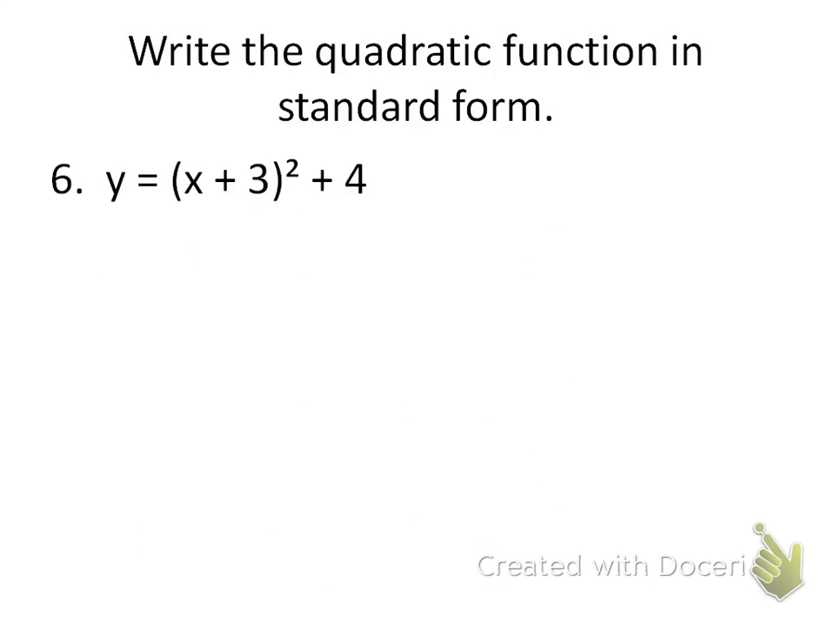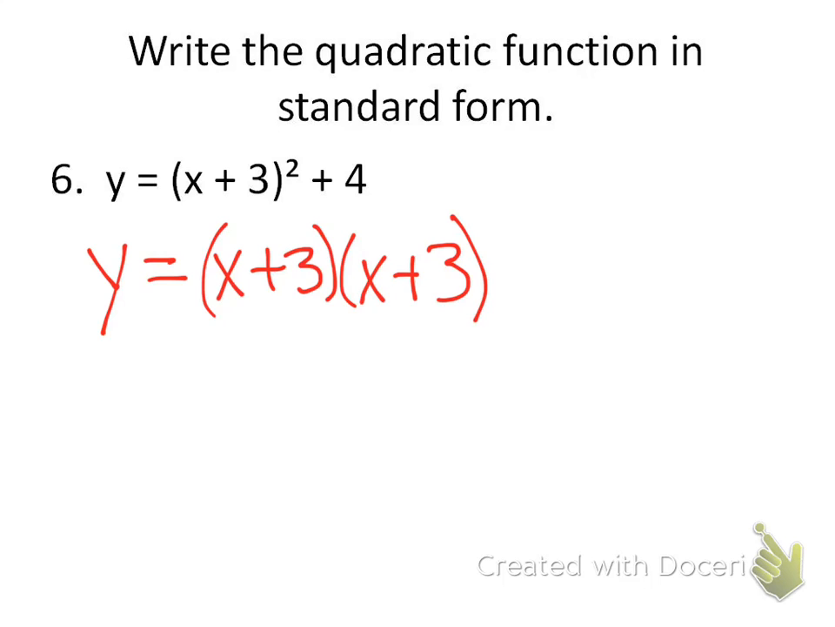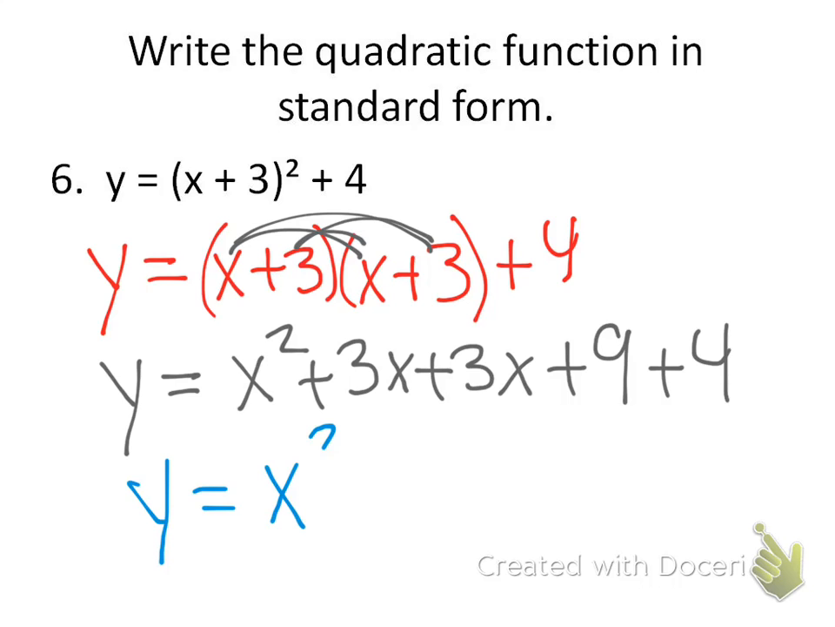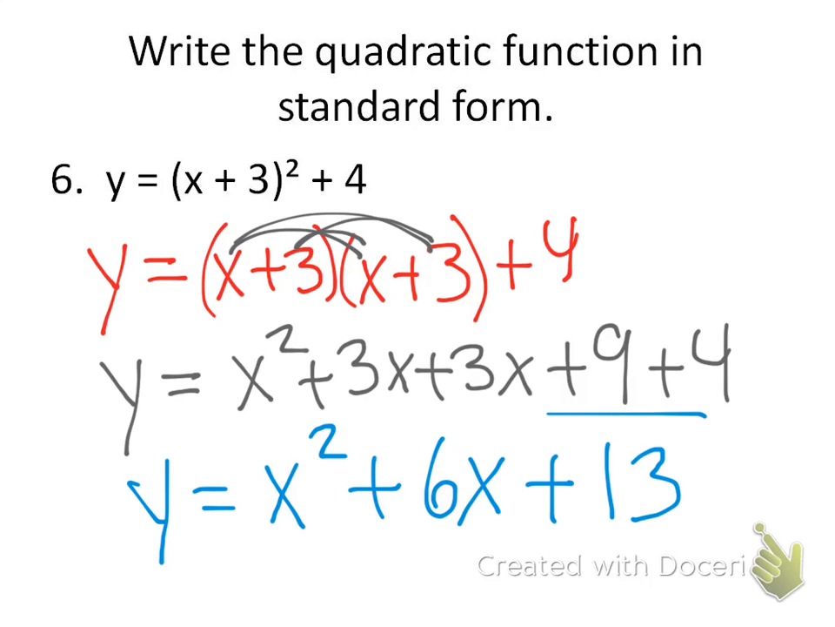All right, here's another one. Again, this one is in intercept. No, it's in vertex form, excuse me. So what does that mean? X plus 3 quantity squared. X plus 3, x plus 3. Yeah, x plus 3 times x plus 3 plus 4. What do I do? Double distribute. So I'm going to have x squared plus 3x plus 3x plus 9 plus 4. So x squared plus 6x plus 13. And I'm done.